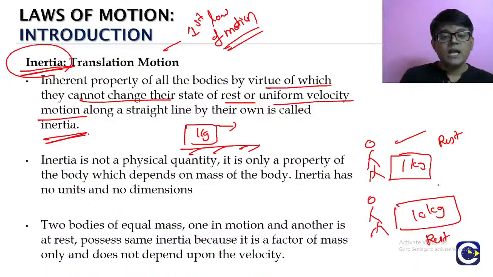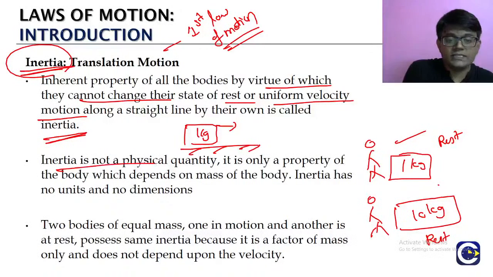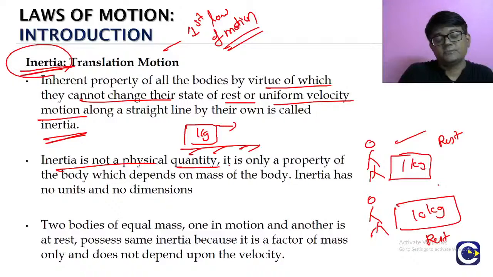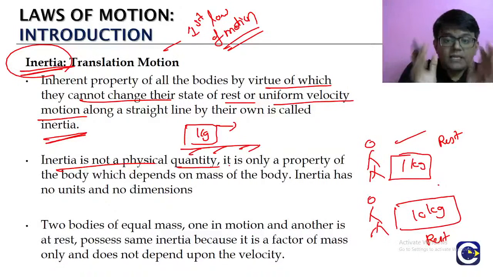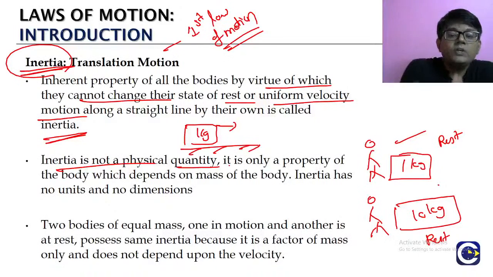And what is this inertia? Is it a physical quantity? It is not a physical quantity. Inertia is just a property of the body, by virtue of which it cannot change its own state. If it is at rest, it will continue to be in the state of rest. If it is in motion, it will continue to be in that state of uniform velocity motion. And what will this inertia property depend upon?